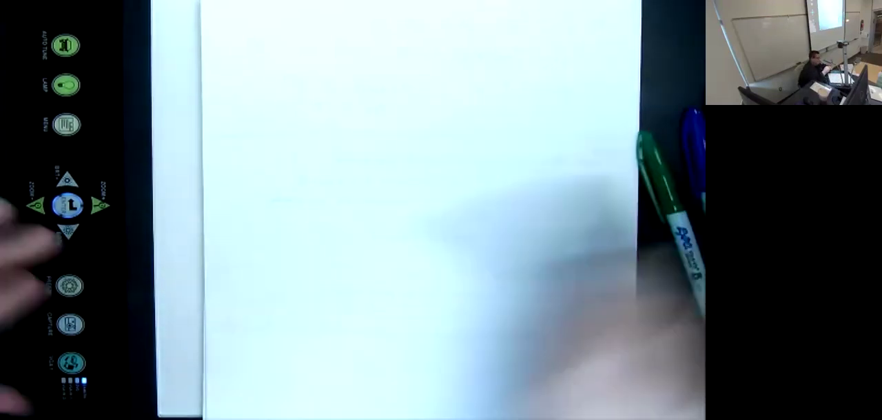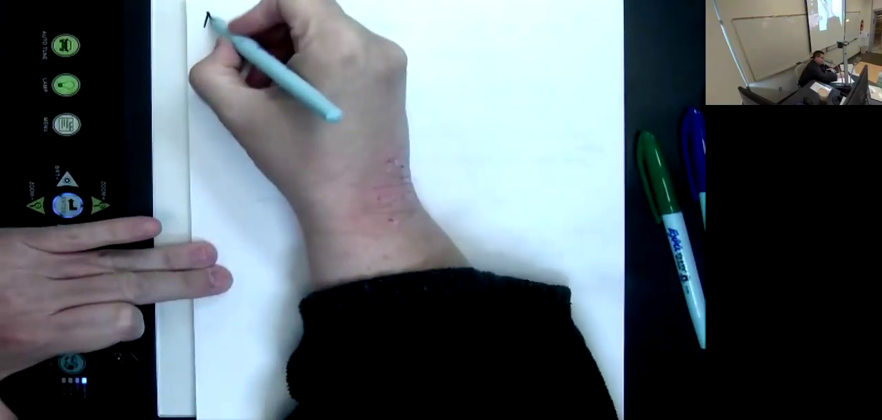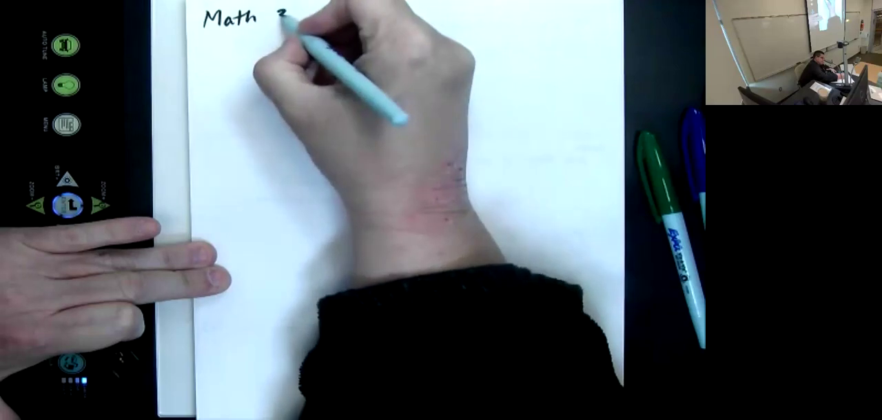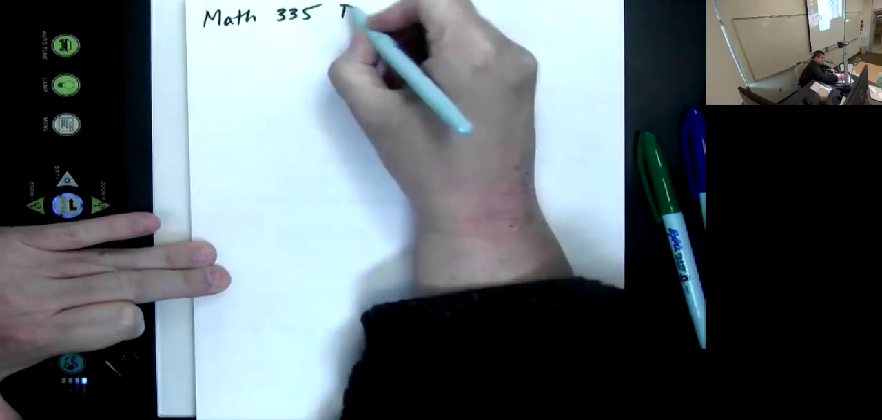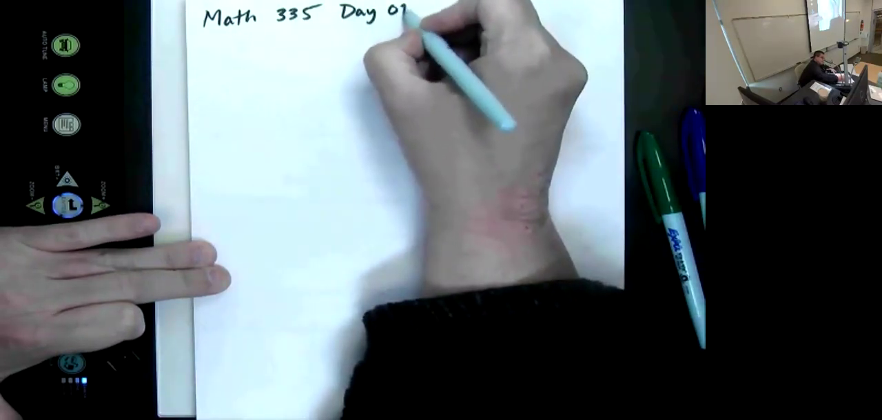All right, today we get started on our material for the support course. Today and later on today, we're covering R1. So today we're going to do some prep work for R1. Let's say day one prep for R1.